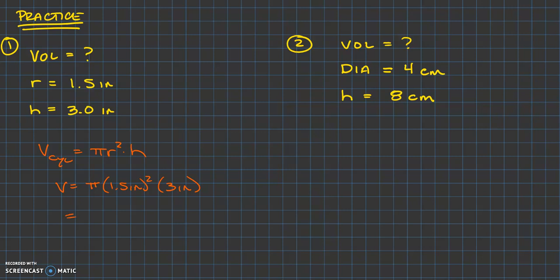And so let's just work through this. We know that 1.5 squared, we're going to start there. I'm going to leave pi. And that's going to be 2.25 inches squared. Notice you're also squaring the inches.